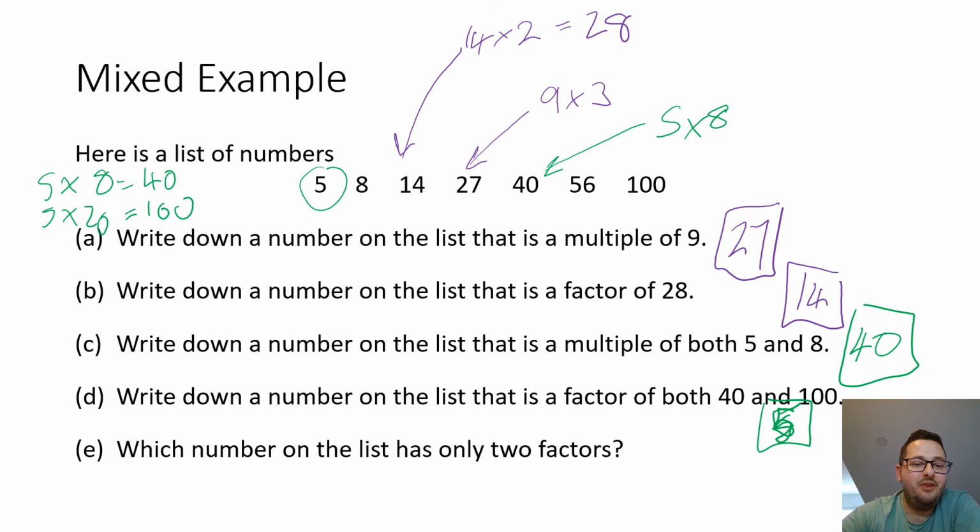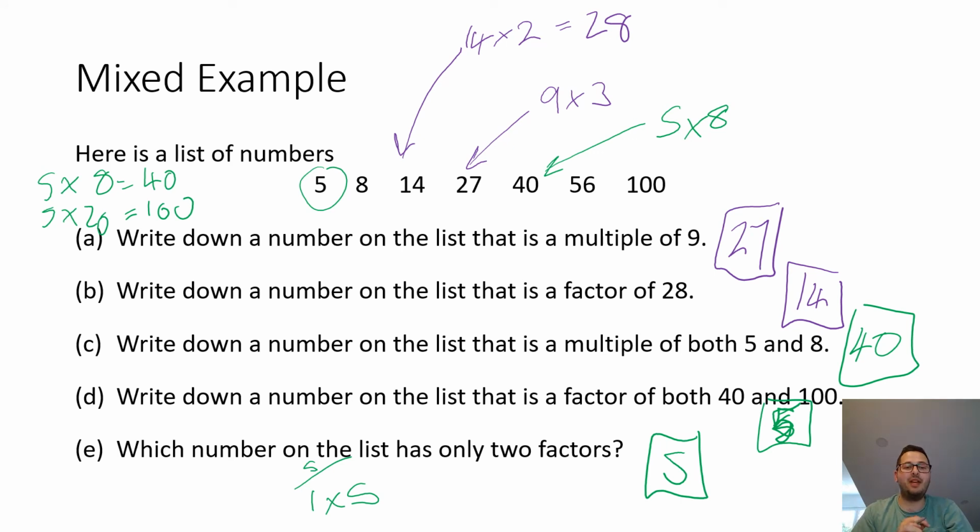Okay. And letter E, which number on the list has only 2 factors? Okay, well actually this is just 5 again, because if you think about the factors of 5, you just get 1 times 5. So a number on the list that has only 2 factors is 5. And we'll find out in another video, spoiler alert, that a number with only 2 factors is called a prime number, and we'll do more about that in another video.